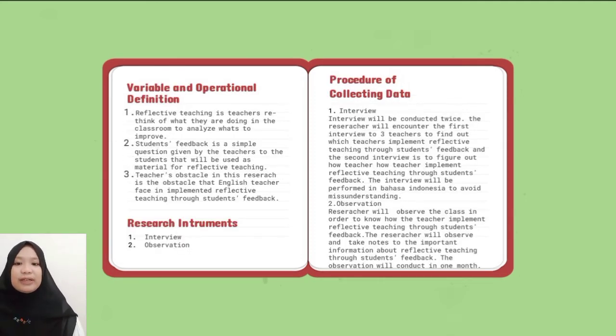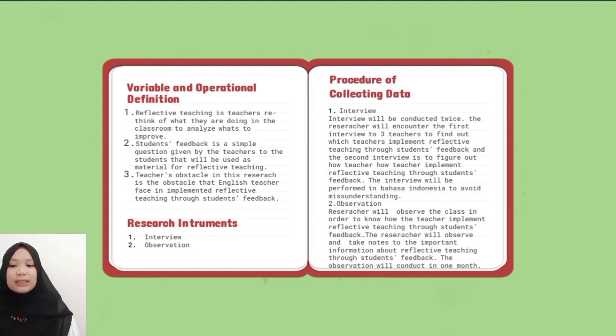The next is variable and operational definition. The first is reflective teaching: the teachers think of what they are doing in the classroom to analyze what to improve. The second is student feedback. Student feedback is the simple question given by the teacher to the students that will be used as material to practice reflective teaching. The third is teacher obstacle. Teacher's obstacle in this research is the obstacle that English teachers face in implementing reflective teaching through student feedback.